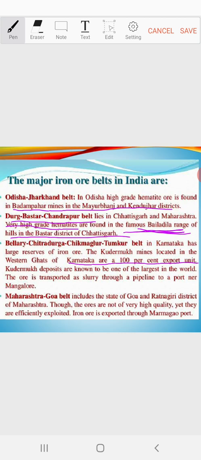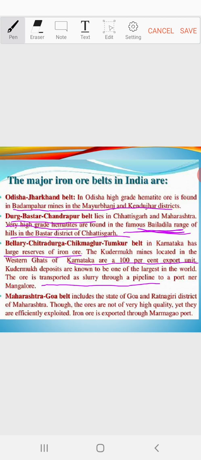Now export is through the port of Mangalore, but from the mines, either from Bellary or Kudremukh, basically Kudremukh only, the iron ore is transported to Mangalore through a pipeline in the form of a slurry. This is one specification about this Karnataka belt of iron ore. And here also we have large reserves of iron ore, basically hematite iron ore, as well as somewhere magnetite iron ore.